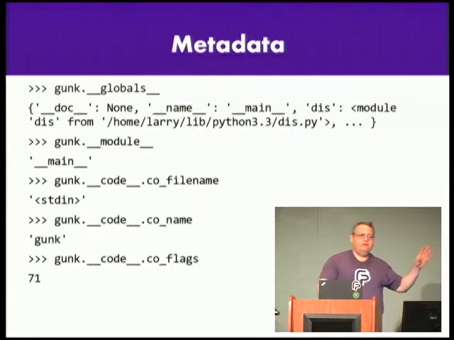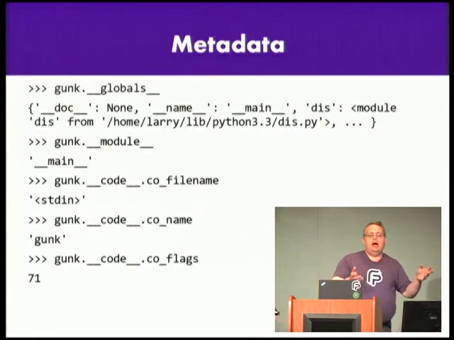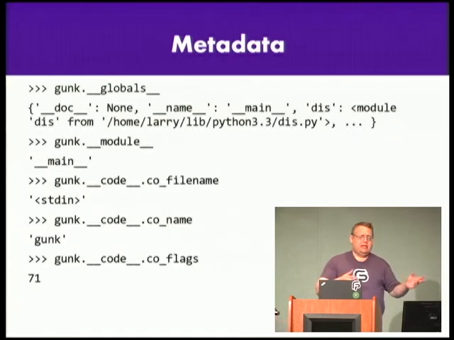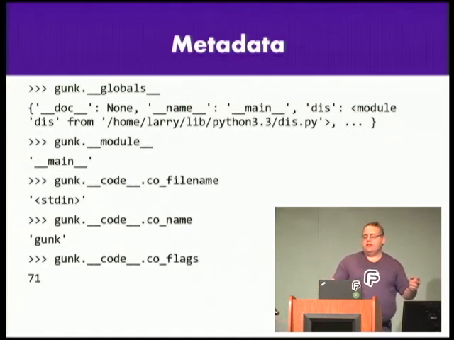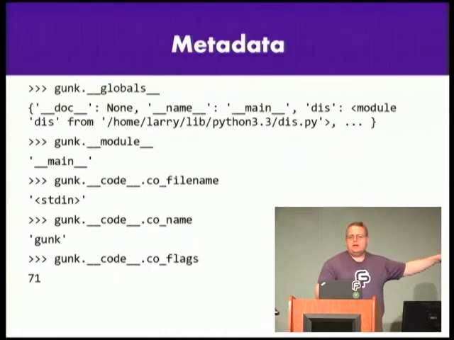And the flags. This is a bit field integer, and it's very badly documented because, again, this is a really deeply hidden piece of stuff inside of the implementation of Python. I'll talk you through what that 71 means in a minute.